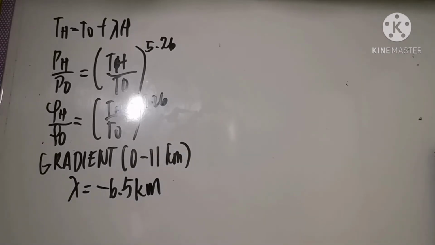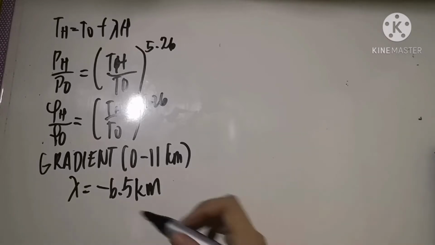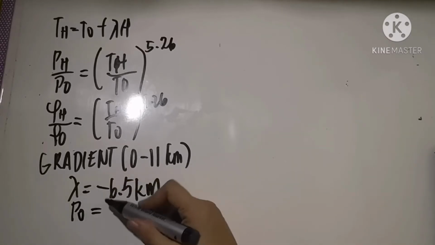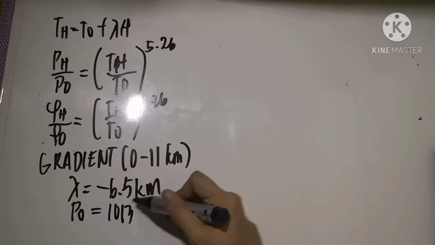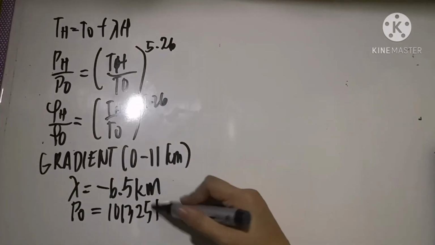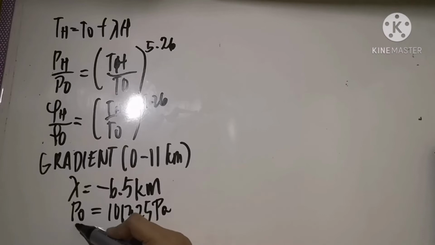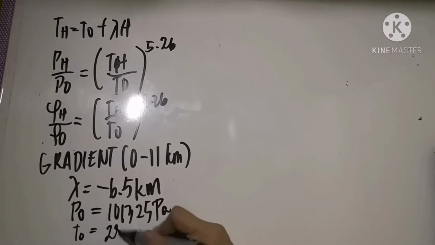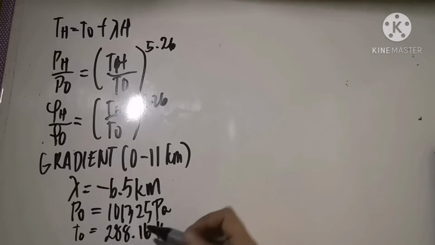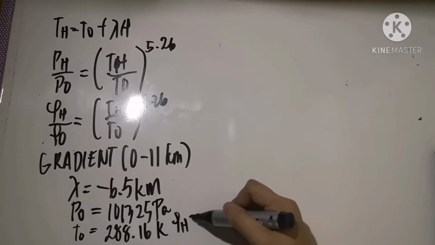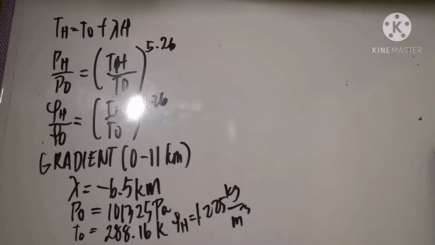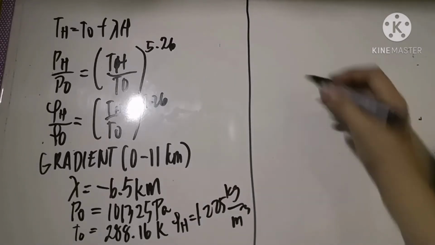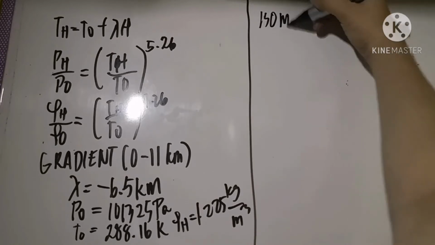Okay? And then your initial or your SSLC values are 101,325. Let's try this na nakametric lahat. And then temperature at SSLC is 288.16 Kelvin. And then yung density mo ay 1.225 kilogram over meter cube. These are all for gradient region. Pagdating naman sa isothermal region, mag-iiba na yung formula natin.